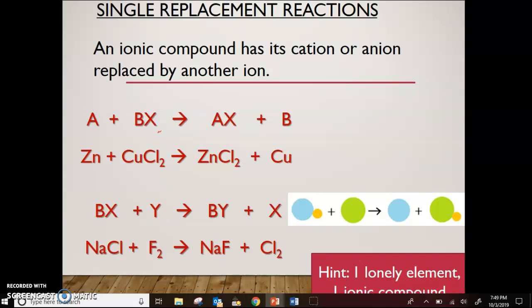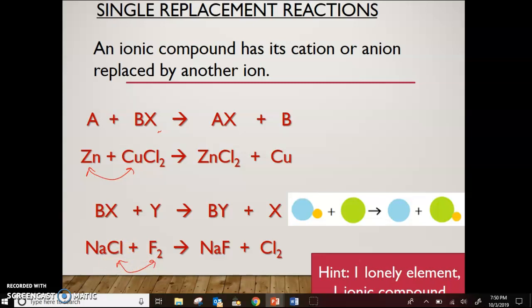So we're going to do the single replacement reaction next. You can actually use that same format to do the single replacement reaction, if you want. You don't have to. So an ionic compound that has a cation or an anion replaced by another ion. We'll talk about activity series later in the year when we're looking at reactions, but this is the basic formula. I'm either replacing my cation, notice here I'm replacing my cation, or I'm replacing my anion.